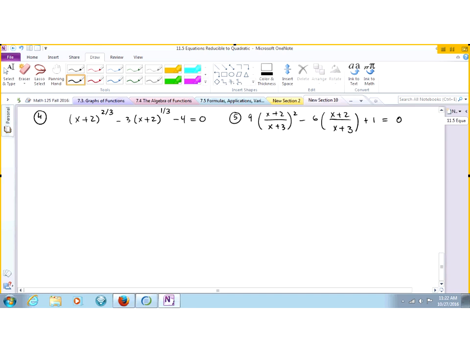Do you think you could do this? Let u equal what for number 4? X plus 2 raised to the 1/3. That's right. Raised to the 1/3, what does it actually mean? Cube root of x plus 2. That's right. Can you try it really quick? Maybe a few minutes.